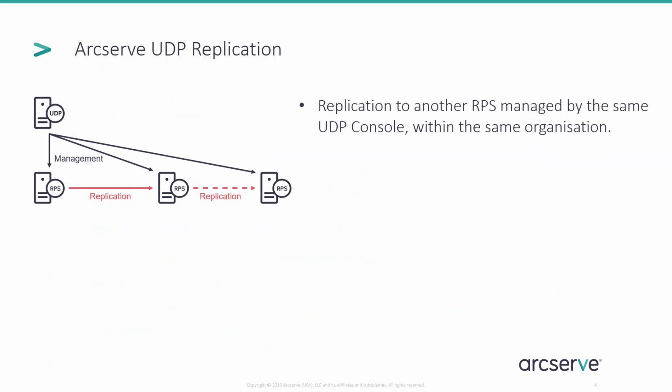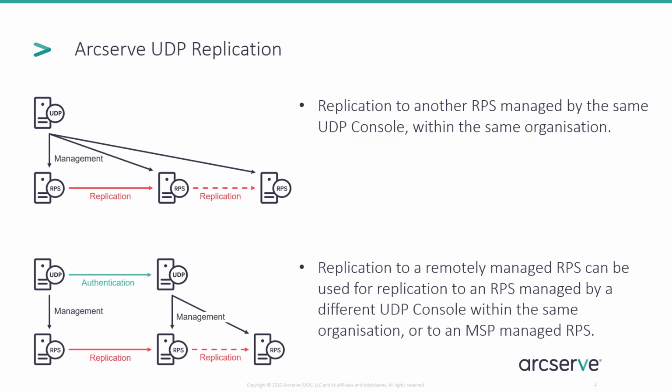From a high-level diagram view, here we have replication from one RPS to another that's managed by the same console. So this typically will be within the same organization. We have the UDP console managing each of the RPSs, and then we can see there's an optional second replication from the middle RPS to the third.